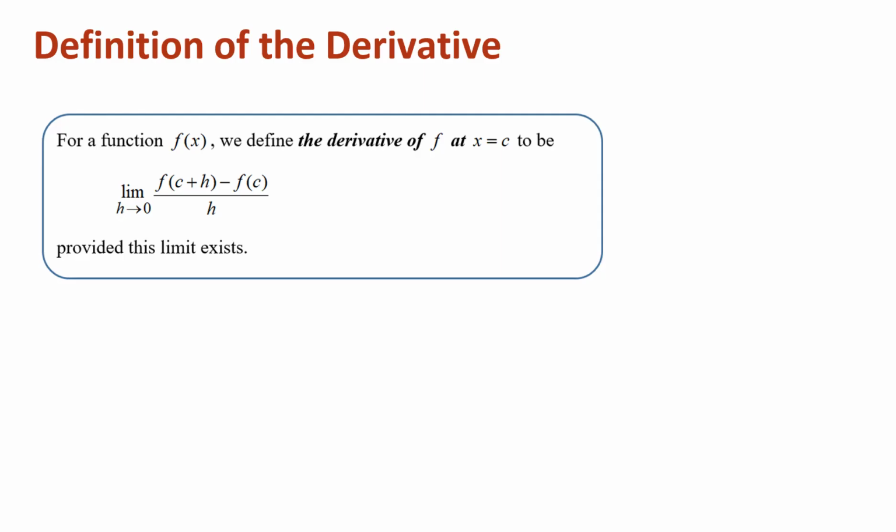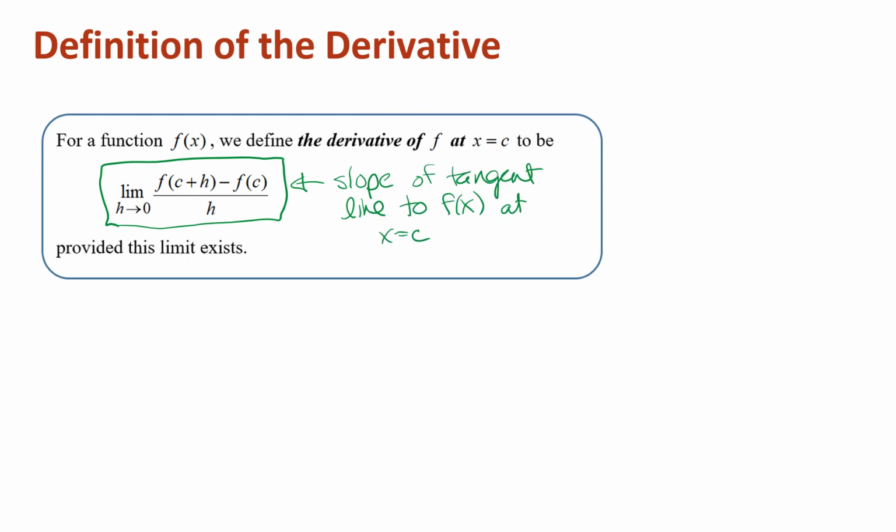Okay, so here we see the definition of the derivative, and we can read, it says for a function f of x, we define the derivative of f at x equals c to be this limit. Limit as h approaches 0 of f of c plus h minus f of c all over h, provided this limit exists. And that limit should look familiar to you. That is the same limit that we use to define the slope of the tangent line.